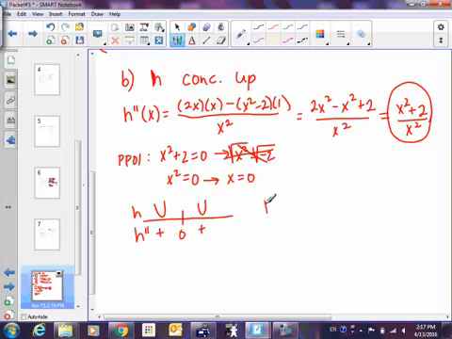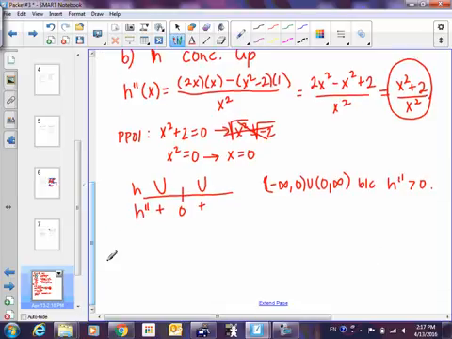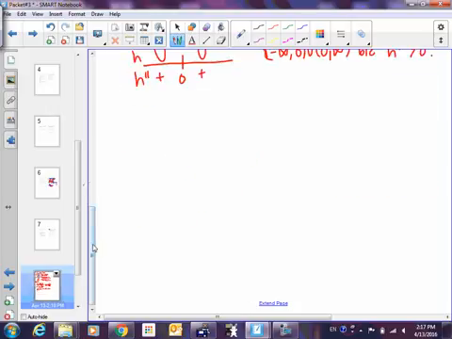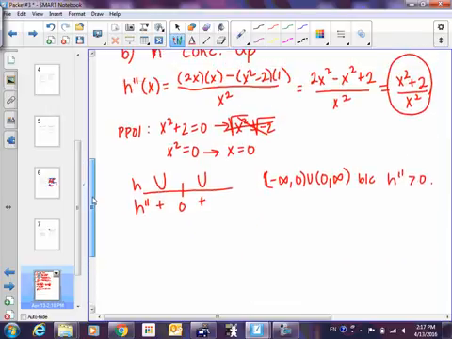So we would say, when is this thing concave up? Well, here, because H double prime is positive. And you can say positive, you can say greater than 0, however, whatever you want to do there. All right, we did the harder parts of this problem.